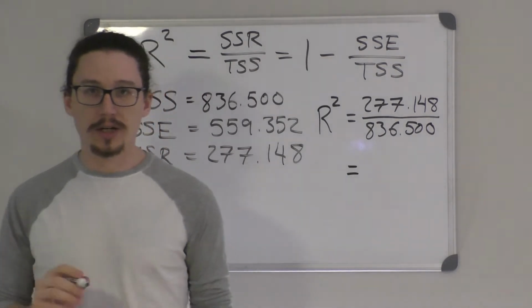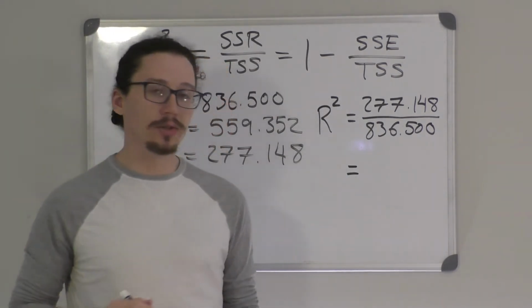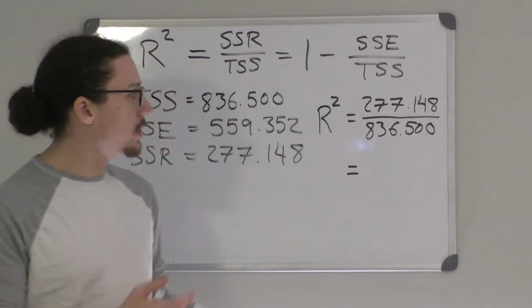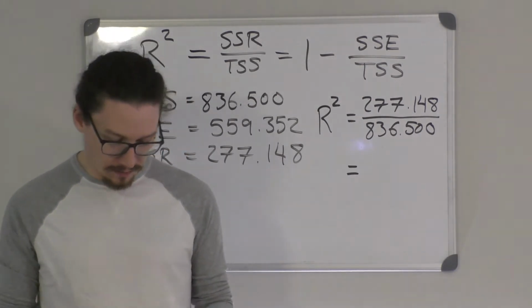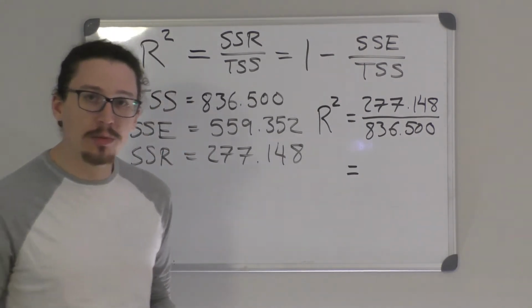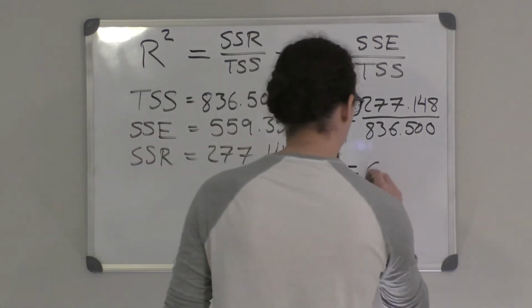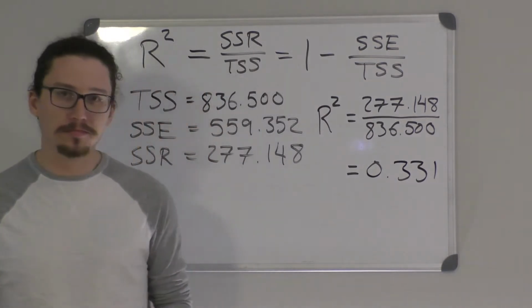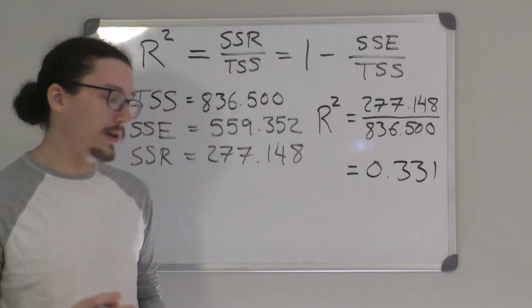We're just going to take our sum of squares regression, which is 277.148, and divide it by the total sum of squares, 836.5, and we are going to get 0.331. All right, that is our R squared.